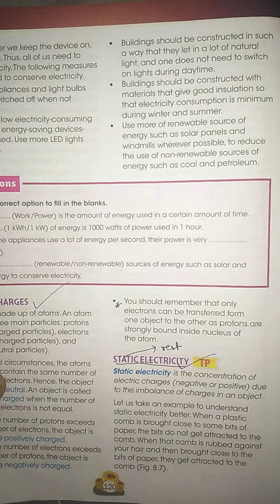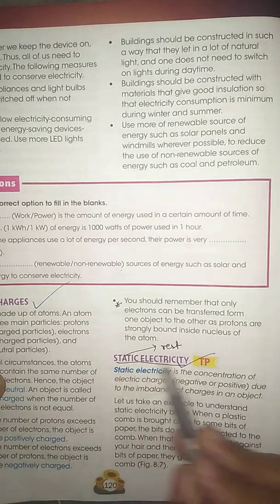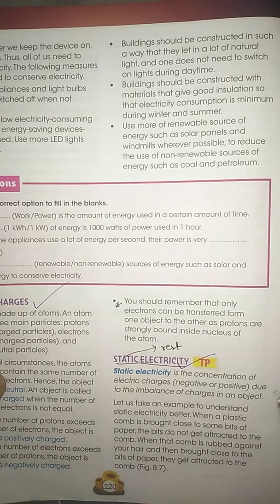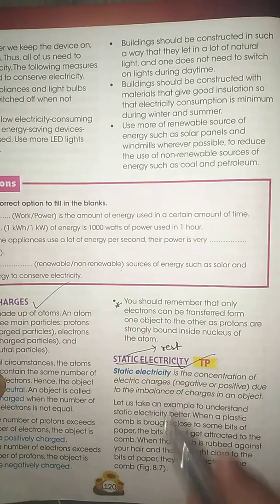So children, in the last YouTube video you learned about the origin of charges. Electric charges are always of how many types? Two types. One is called positive charge and one is called negative charge. Now the study of these electric charges can be classified into two types. One is called static electricity, another is called current electricity. But here we are going to discuss static electricity in detail.